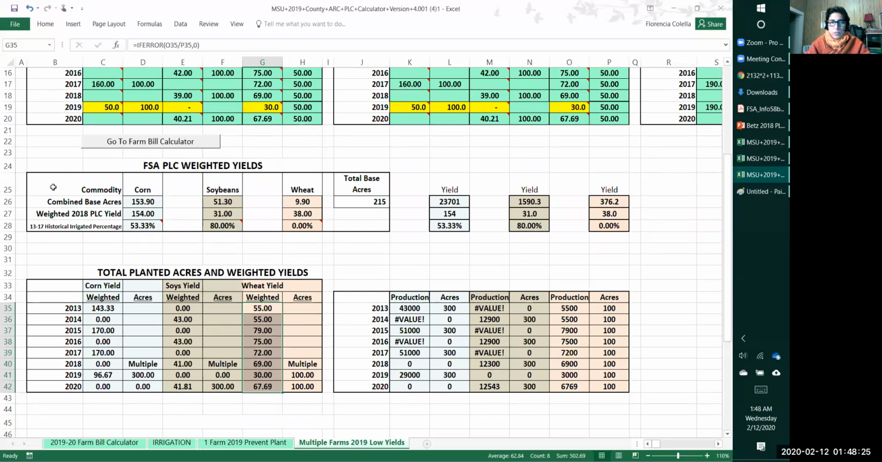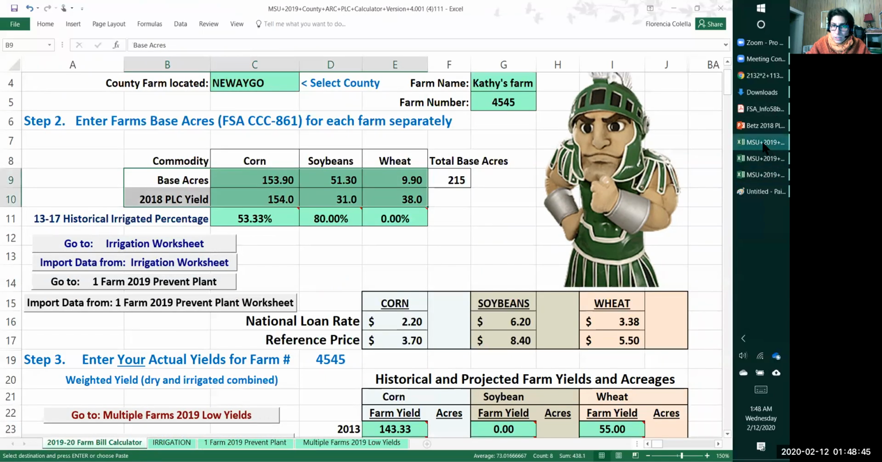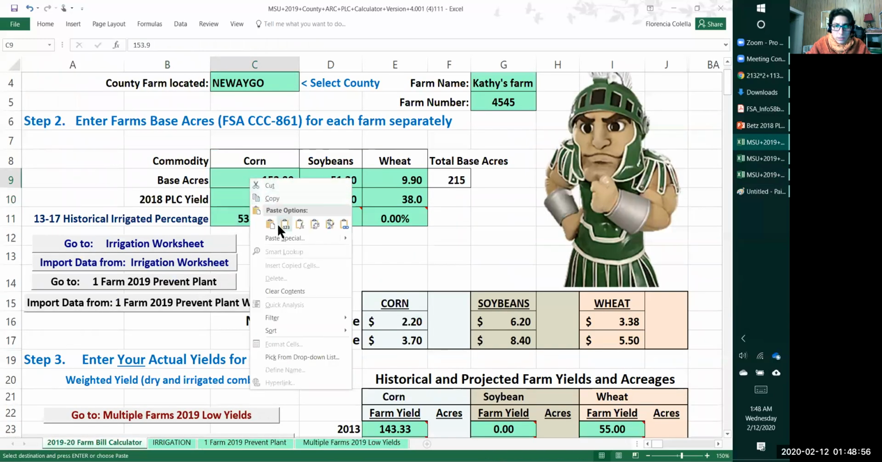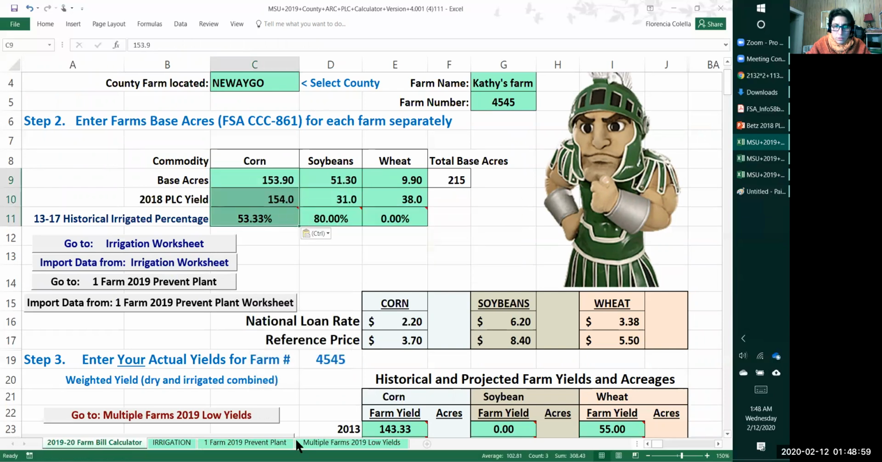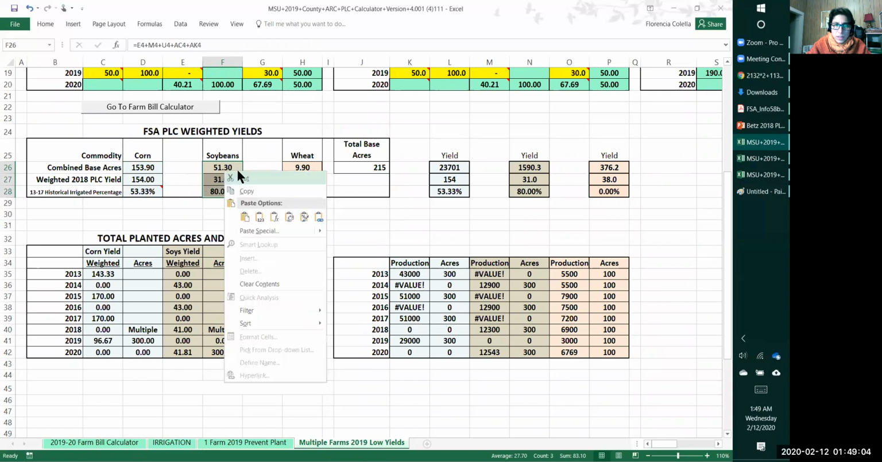In these bottom tables, we have combined base acres and yields for each of the commodities. And so what we need to do is copy these numbers, and I've actually already done that. I'm in the wrong sheet, hold on. I've actually already done that right here. Okay, I've copied these numbers onto here by doing paste values. And I do the same for the soybean base acres and PLC yields and irrigated percentage.